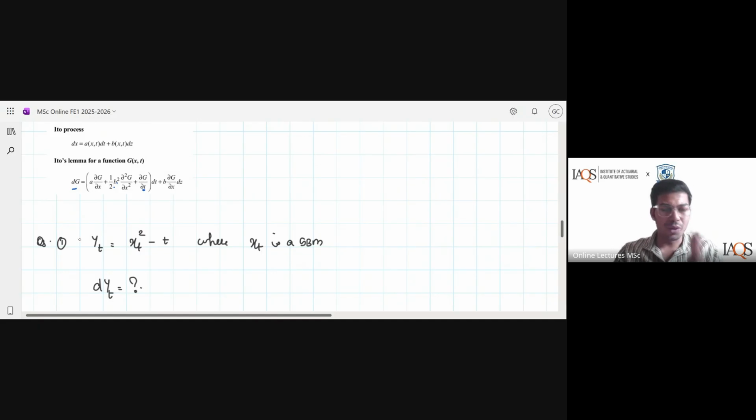So now I know yt is a function of two variables, xt, which is a Brownian motion, and time. Hence, I know it's a multi-factor function. So yt is equal to xt square minus t. Calculate dy. Remember, even here, mu and sigma are going to be the drift and diffusion of the inner Brownian motion, which in this case is a standard Brownian motion.